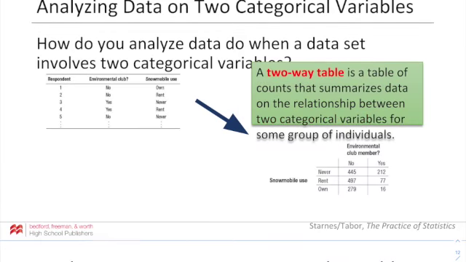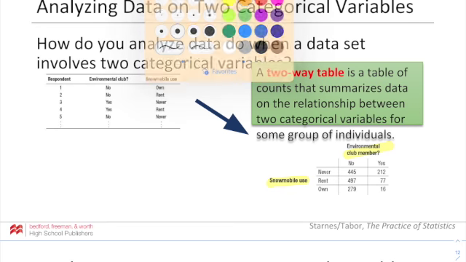So we take this data, and on one side of the table, in the rows, here we have snowmobile use, and then for the columns we have environmental club member. You could switch these and have the club member be rows and snowmobile be columns. It really does not matter. That's a choice. Then you notice that there are numbers in here.